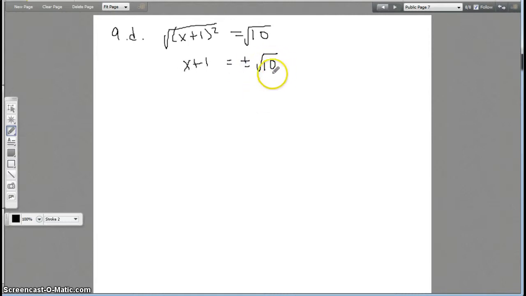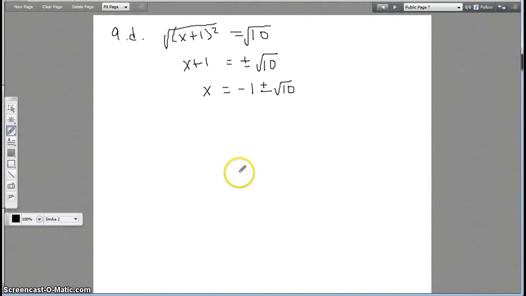Now, we can't simplify the square root of 10 any further because the factors of 10 are 2 and 5, and those are both prime numbers. So we can't simplify this. Now we need to solve for x. We are adding 1 to x right now, so to undo that, we need to subtract 1. So I'm going to subtract 1 from both sides, so I will get x equals negative 1 plus or minus the square root of 10.